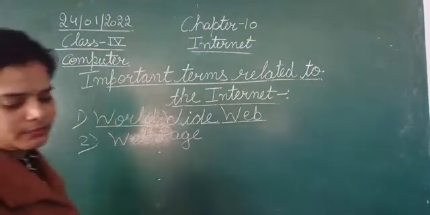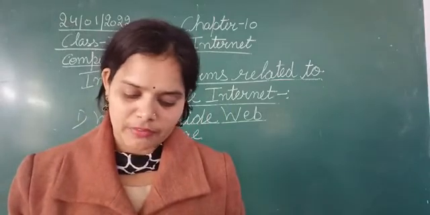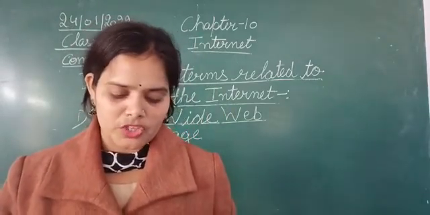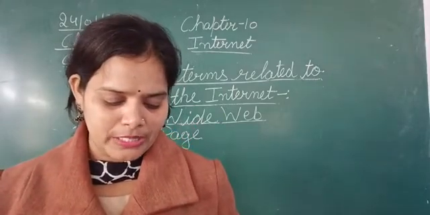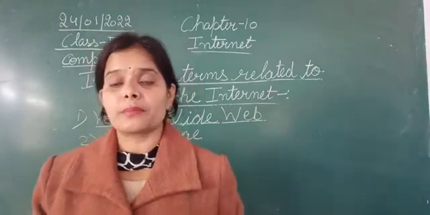The second one is web page. An individual page containing information on the World Wide Web is called a web page. The information provided on a web page can be in the form of text, pictures and sounds. So a web page is a particular page.